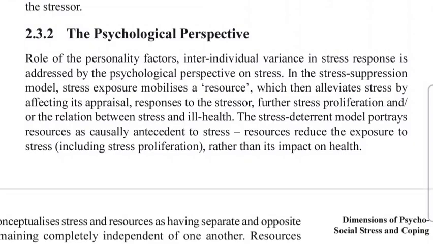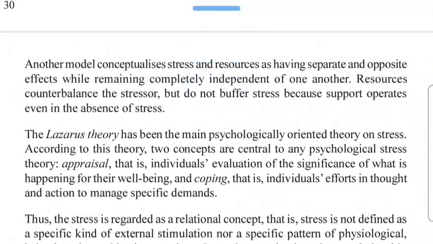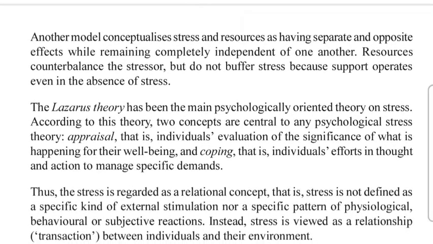The stress deterrent model portrays resources as causally antecedent to stress. Resources reduce exposure to stress, including stress proliferation, rather than its impact on health. Another model conceptualizes stress and resources as having separate and opposite effects while remaining completely independent of one another. Resources counterbalance the stressor, but do not buffer stress because support operates even in the absence of stress.